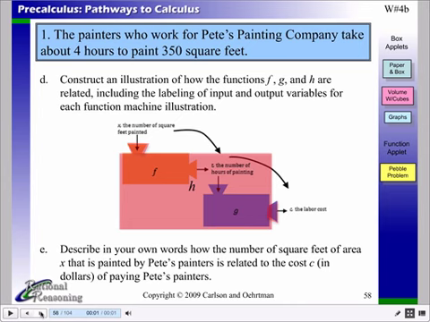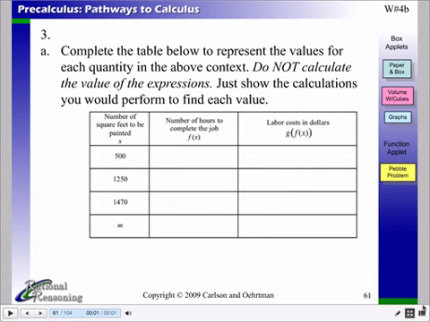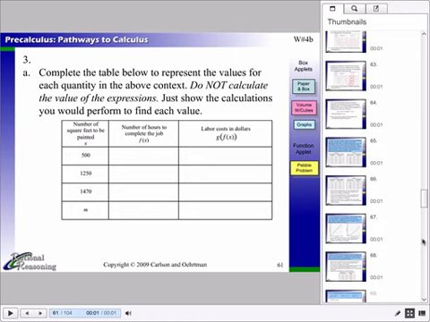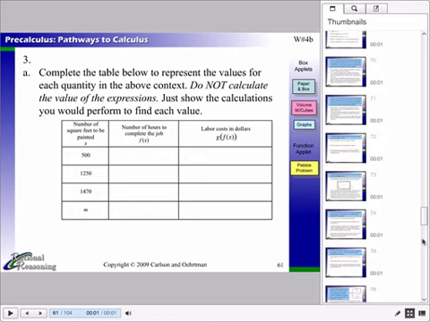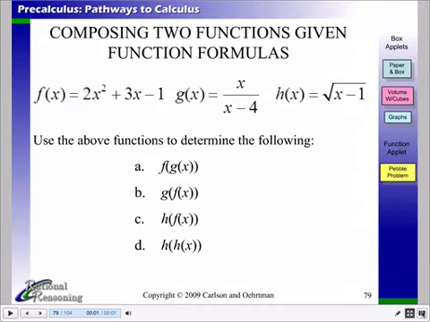So now, if there's no context to the functions, here's three functions, f, g, and h. Here there's no real world meaning to what x is and what the output of f is, and what the output of g is and what the output of h is. So it's perfectly legitimate in this type of situation to say, all right, let's perform the g function first and then put its output into f, or the reverse. Because there's no quantity associated with them, and so it's perfectly legitimate.